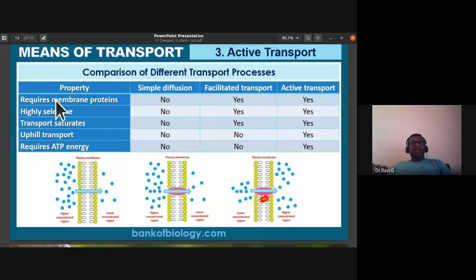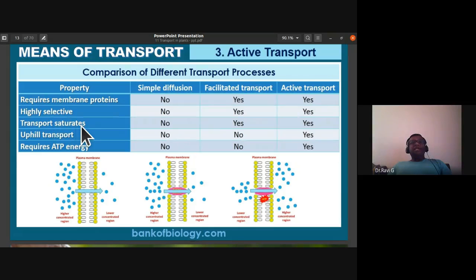Now let us understand the summary of all these three types, a comparison of different transport processes. Simple diffusion does not require membrane proteins, whereas facilitated and active transport require membrane proteins. Simple diffusion is not selective, but facilitated transport and active transport are highly selective of what particles enter in.